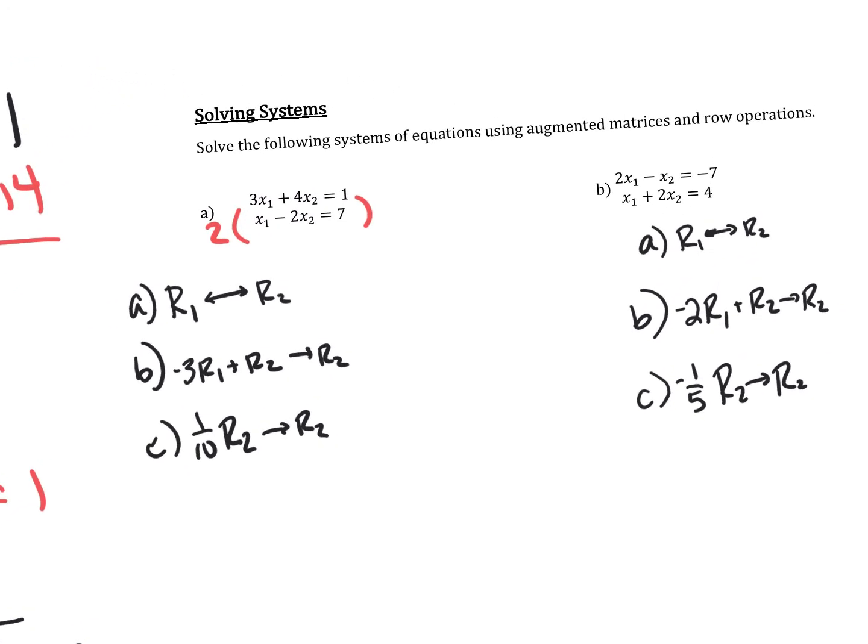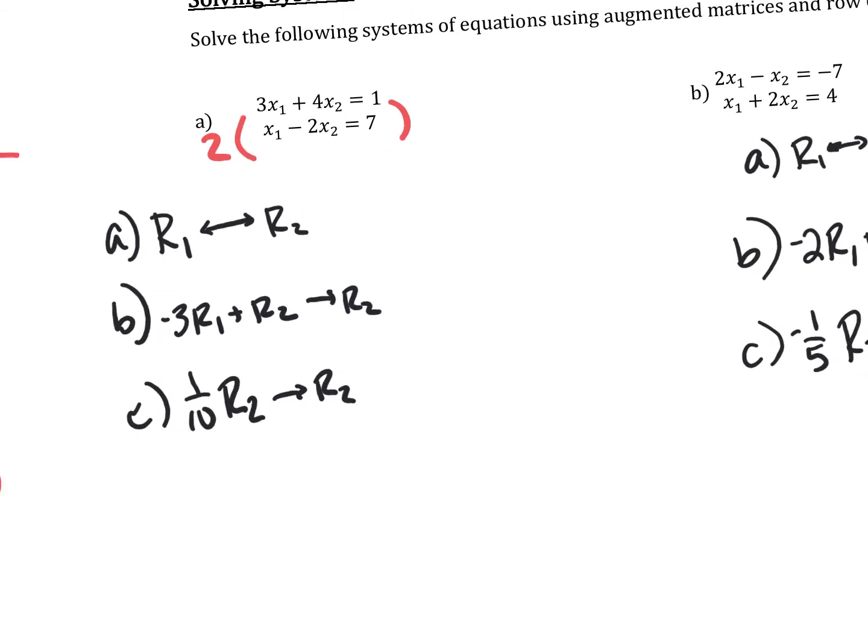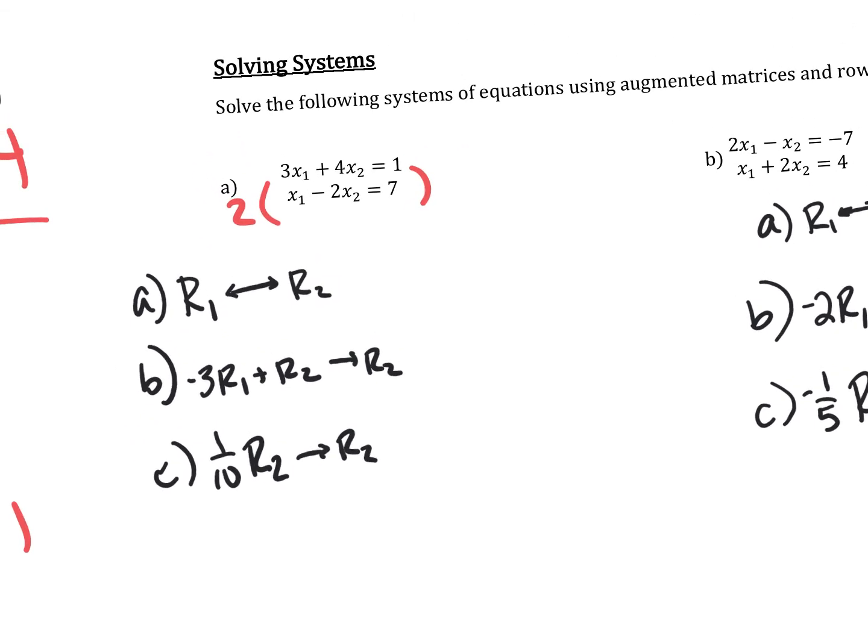So doing this exact same process, but using matrices, here's how it works. The first thing I'm going to tell you to do is to switch row 1 and row 2. And I'll show you why we're doing that later. But for right now, we're just going to walk through these actual row operators. So I'm going to create the augmented matrix first for this. The augmented matrix looks like this. It's 3, 4, 1. Then you have 1, negative 2, and 7.